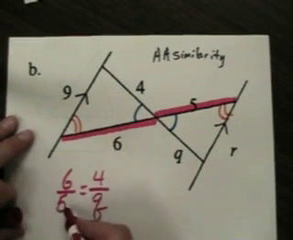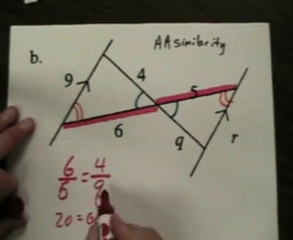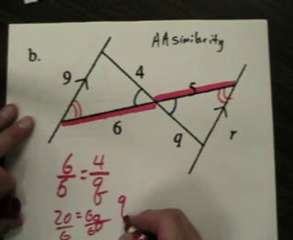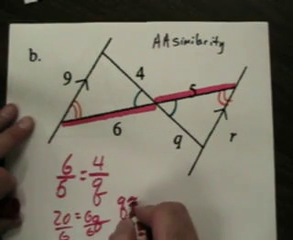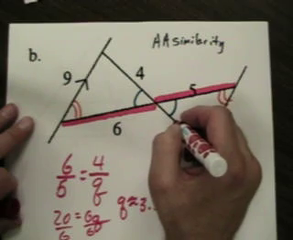Let's cross multiply. 20 should equal 6Q. Divide by 6, and I'm going to get my Q here. Q equals 20 divided by 6. That's going to be about 3.3 repeating.